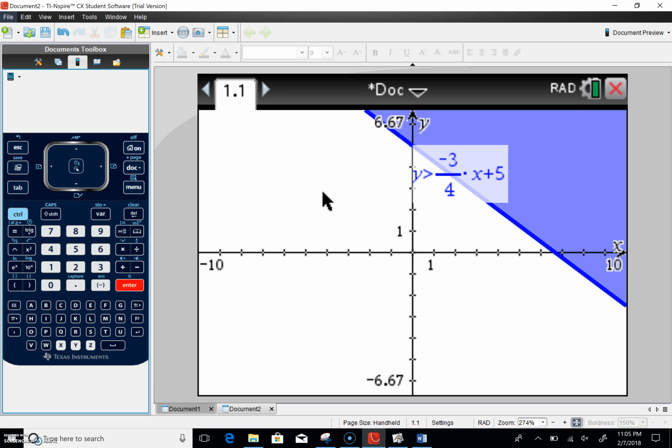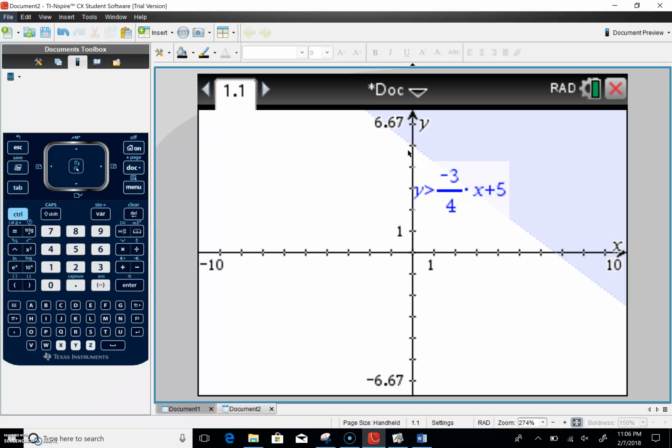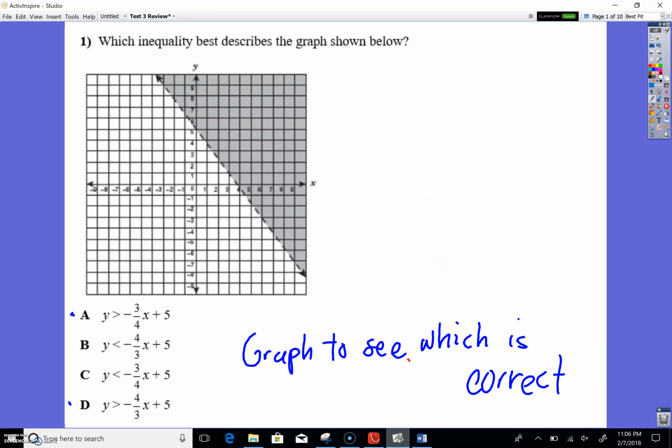What you need to pay attention to are these intercepts to see if they're the same. So if I look at it, 1, 2, 3, 4, 5. The y is 5. 1, 2, 3, 4, 5, 6, 7. So the y-intercept is 5. The x is over here, closer to 7. Now I look at my problem.